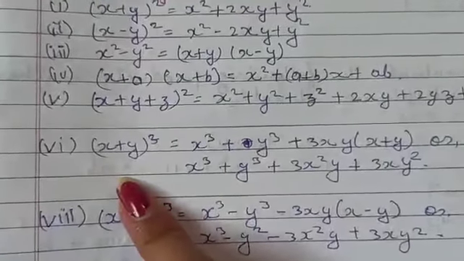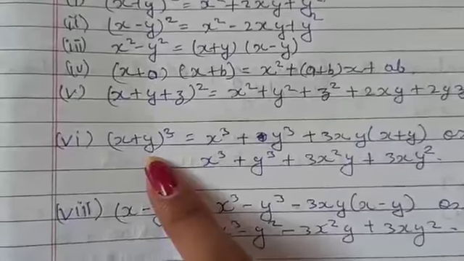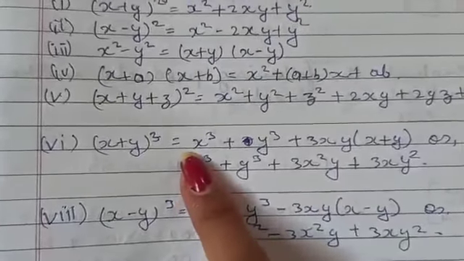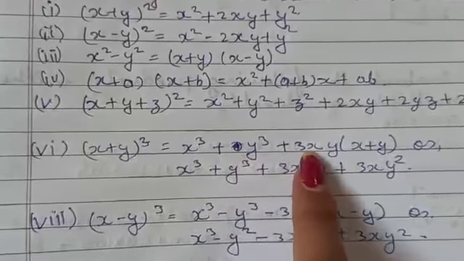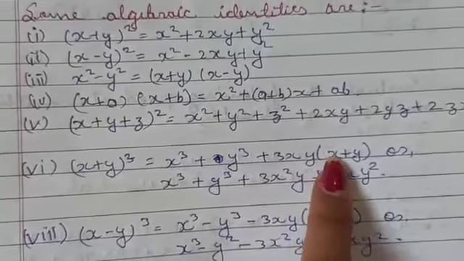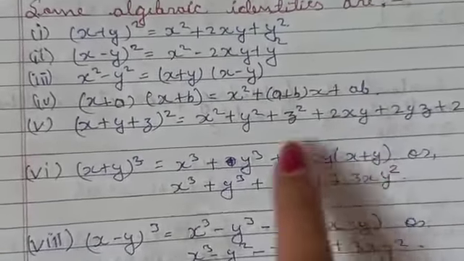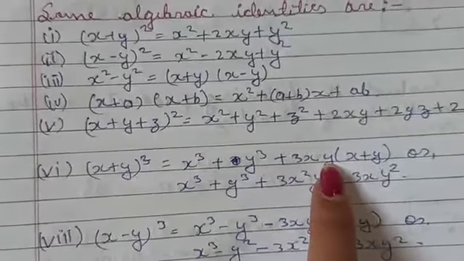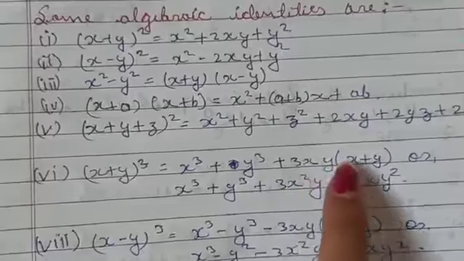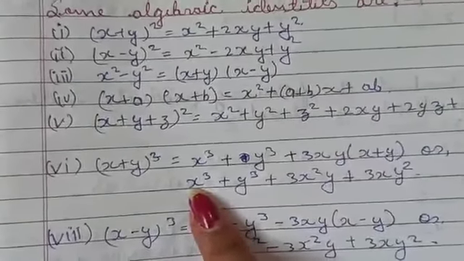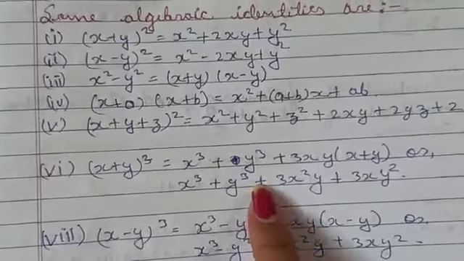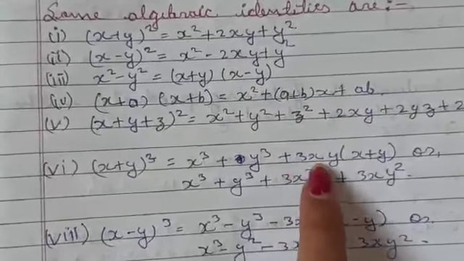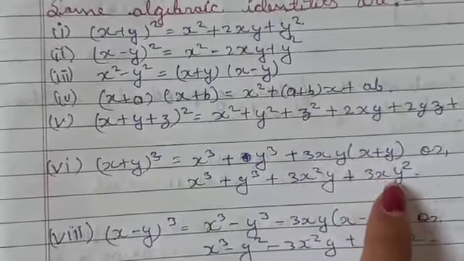See, sixth one is x plus y whole cube. Its expansion is x cube plus y cube plus 3xy in bracket x plus y. Or you can write it, if you distribute this multiplication, as x cube plus y cube plus 3xy multiplied by x, which is 3x square y, and 3xy multiplied by y, which is 3xy square.